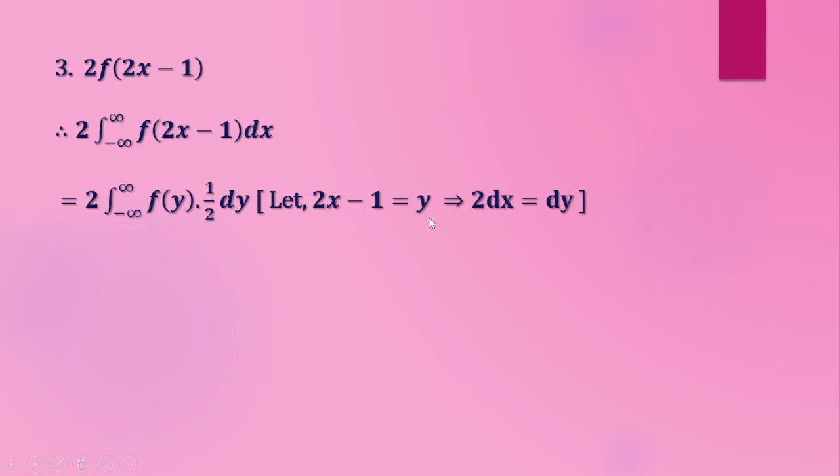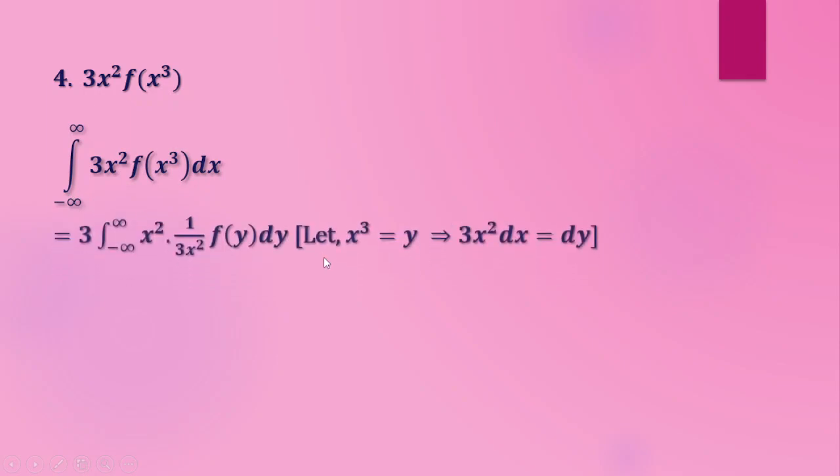Differentiating both sides, we get 2 dx equal to dy. Here the lower limit and upper limit of x are minus infinity to infinity respectively. So as we take 2x-1 equal to y, the limits of y will be the same, that is the lower limit is minus infinity and the upper limit is plus infinity. So putting this we get 2 into half of the integration over minus infinity to infinity of f(y) dy, and this part should be 1 as we said previously. So it is equal to 1. So 2 times the integration of f(2x-1) dx is 1, so it is a valid probability density function. So option 3 is also not true.